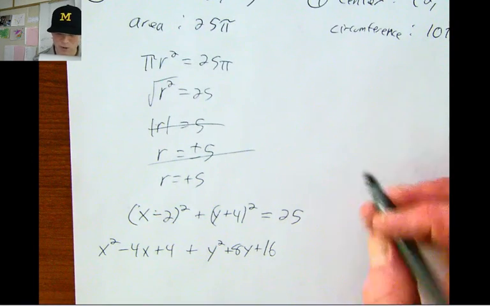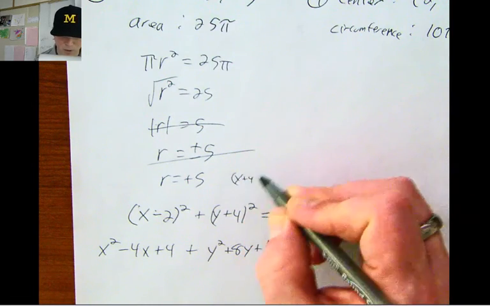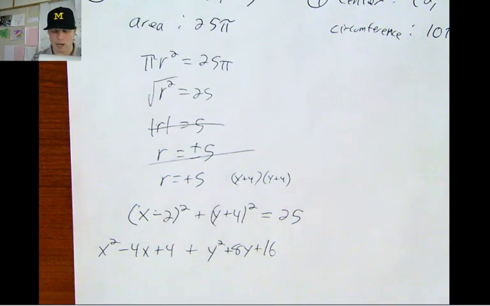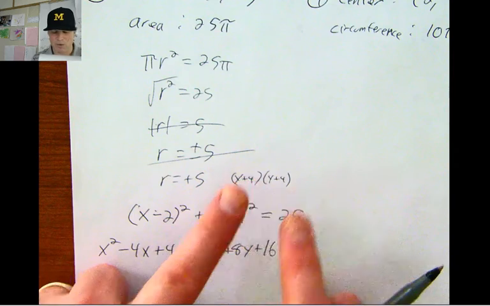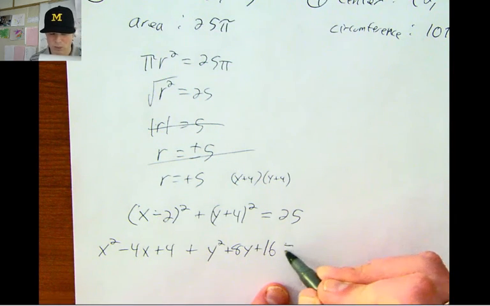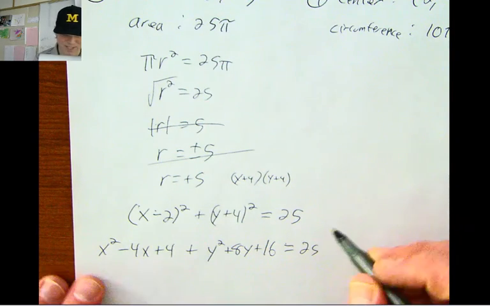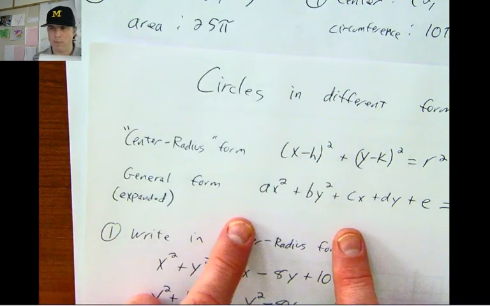Same thing. You really want to think about this as being y plus 4 times y plus 4 and completely foiling it out. Y squared plus 4y plus 4y plus 16, which gives you this thing, equals 25.